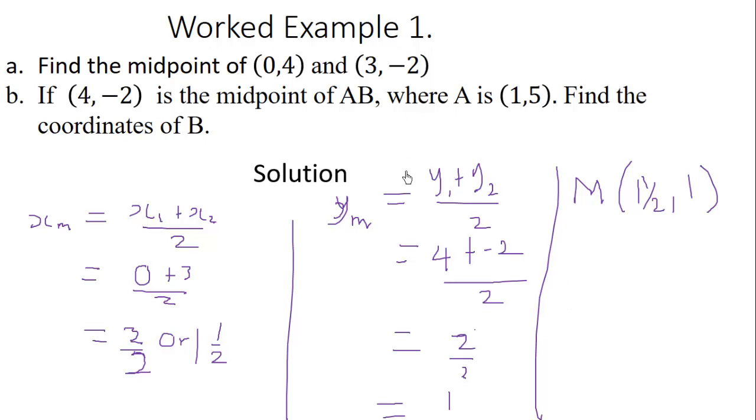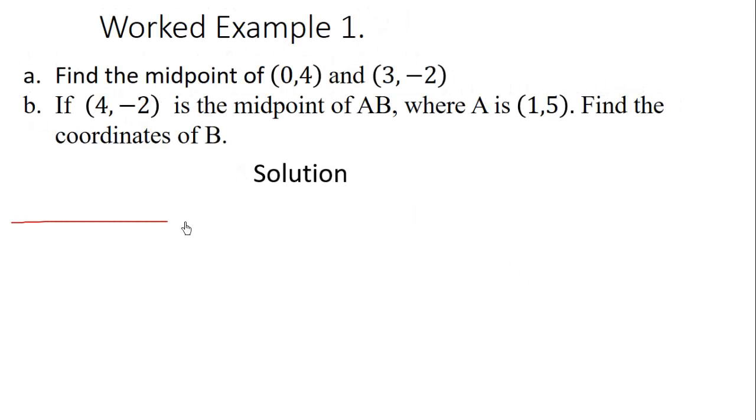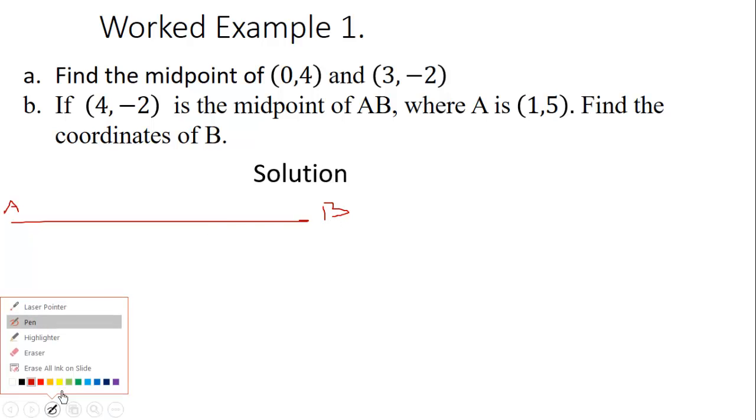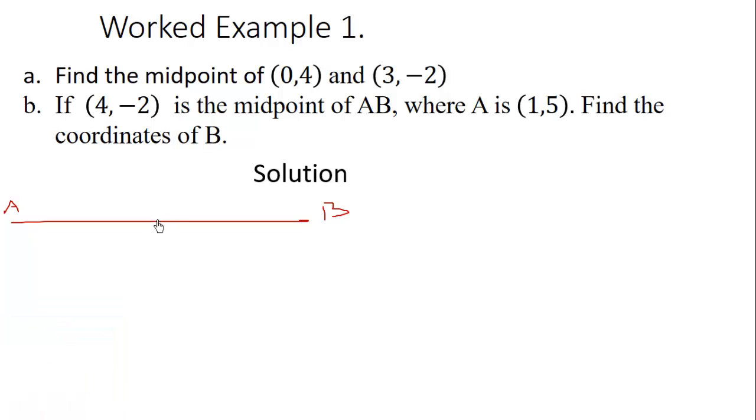Now the b part. So let's sketch the line segment AB, then we have the midpoint M, which is 4, negative 2. Now we know the coordinates of A to be 1, 5. Now B is what we don't know and we are looking for it, so let's denote it by a, b.